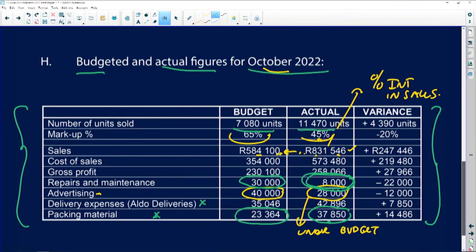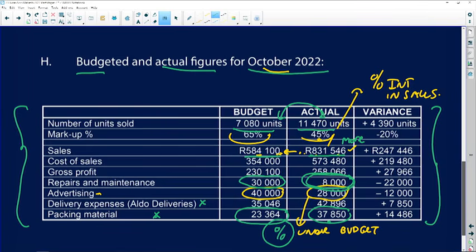So if we look at sales and the number of units sold, we can clearly see that you ended up selling much more, right? If we look at sales and compare what was budgeted, we ended up selling more. So there were more sales. As a result, your packing material payment would be higher as well. Now, what's important is for you to work out what the percentage is.